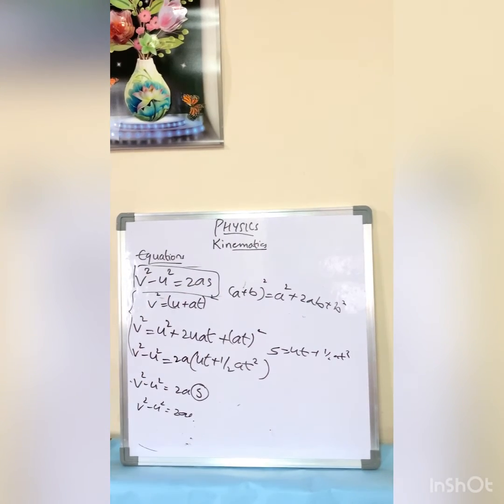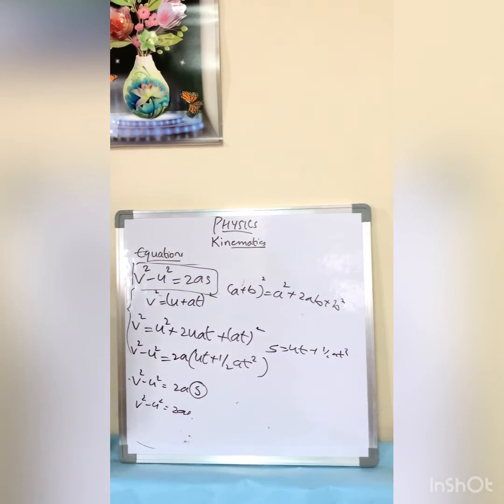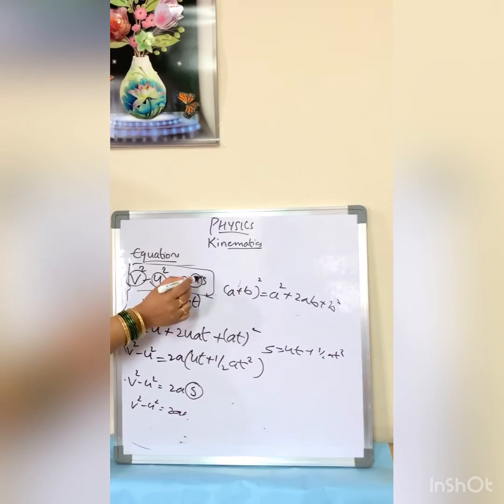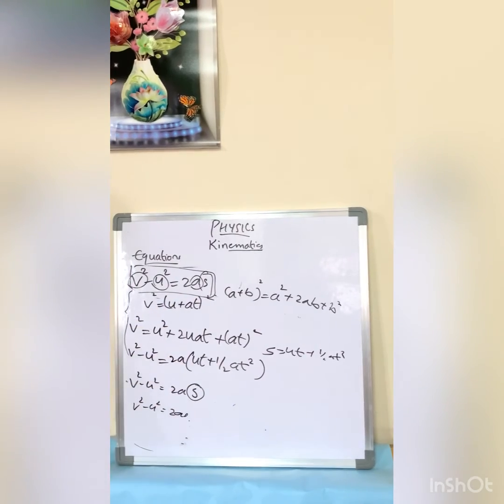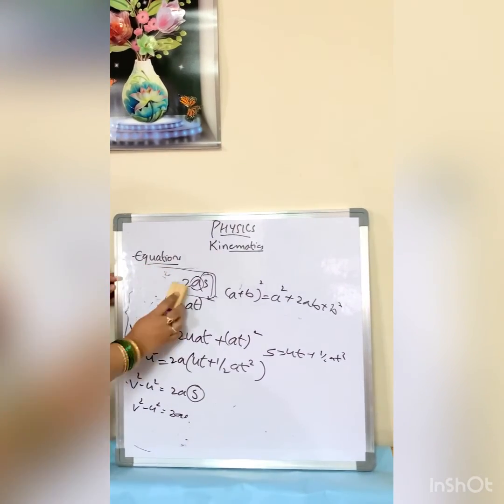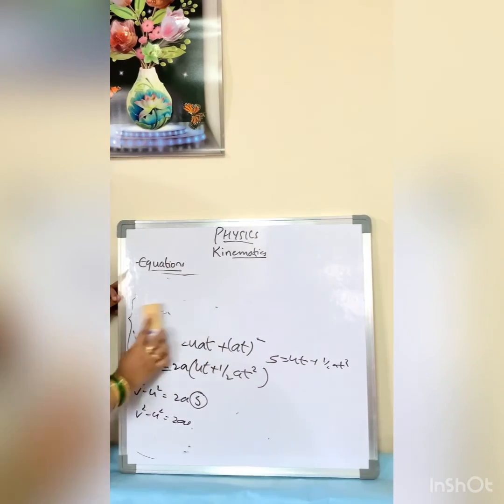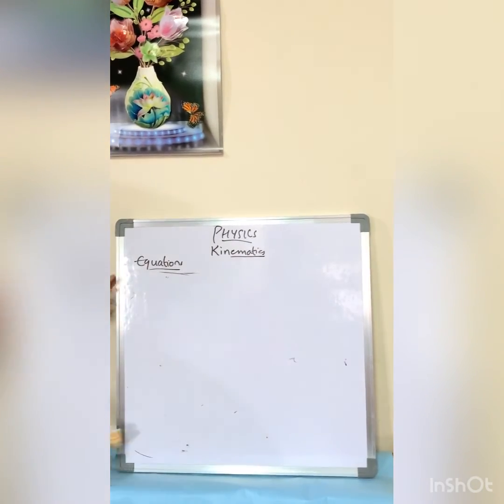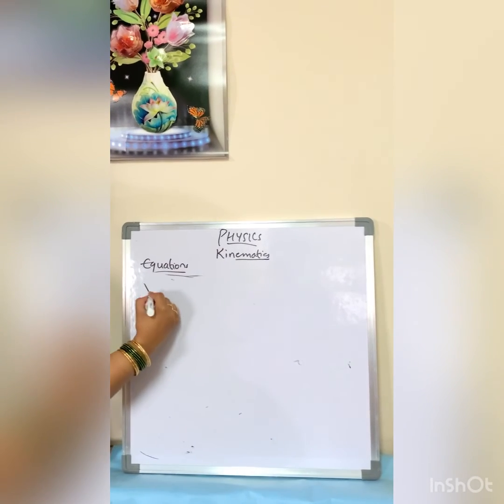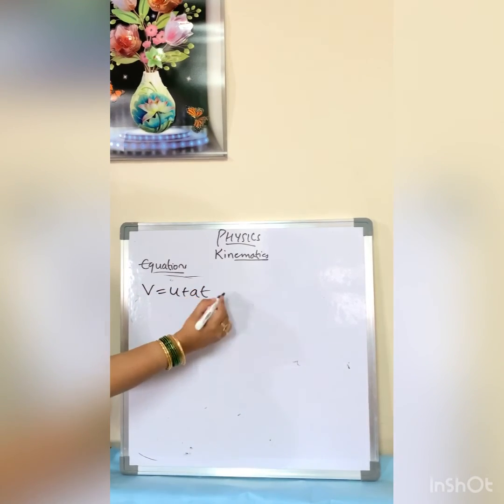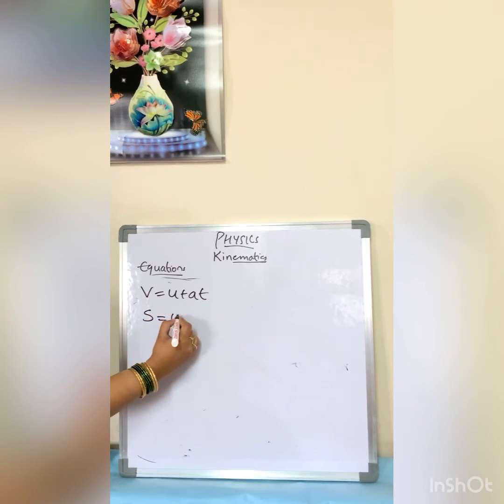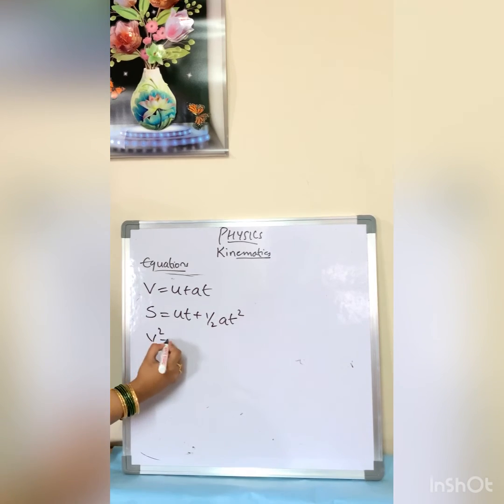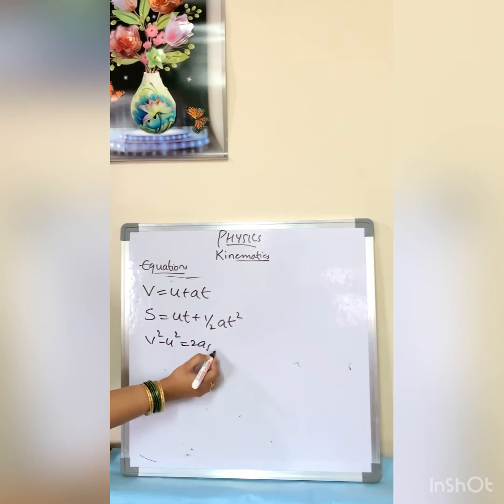So these three equations are very important to solve your problems, because if they have given the final, initial, acceleration, you can find out the displacement. So which terms are given in the problem and what to find out, you check these three equations and solve your problems. So the three important equations are V is equal to U plus AT, S is equal to UT plus half AT square, V square minus U square is equal to 2AS.